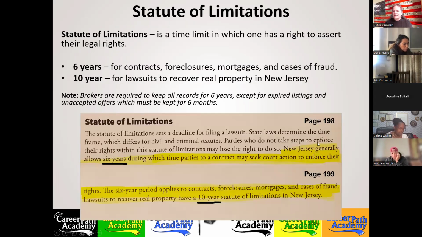So, what is a statute of limitations? Statute of limitations is a time limit in which one has a right to assert their legal rights. We usually know of a statute of limitations when it comes to law enforcement bringing you up on charges for violating the law. They have certain time frames in which they can do that, except if it's for murder, of course. But there are certain time limits and time frames in which you can bring somebody up on charges.